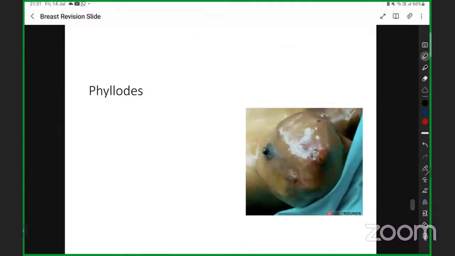Okay, next we are moving towards the phylloid tumor. Remember, phylloid tumor is otherwise called cystosarcoma phylloides. You can also call it serocystic disease of Brodie.